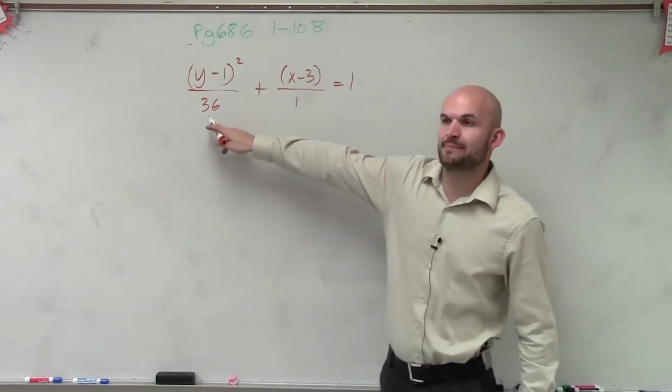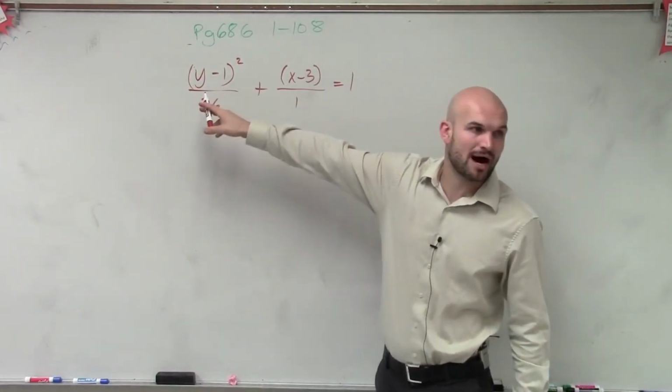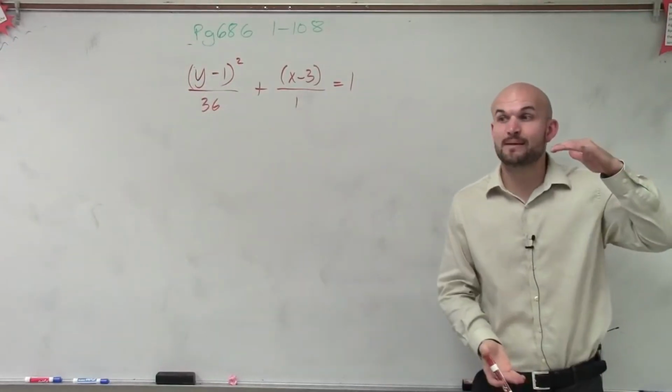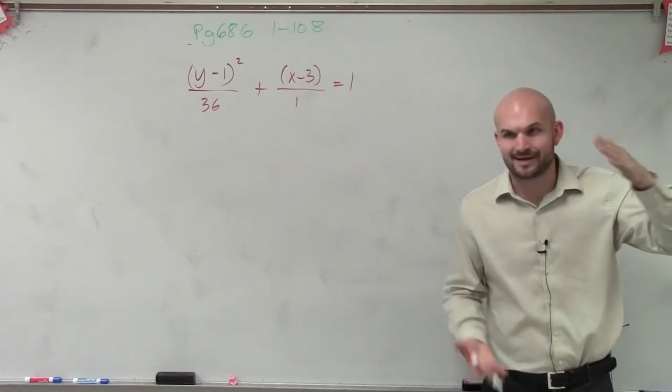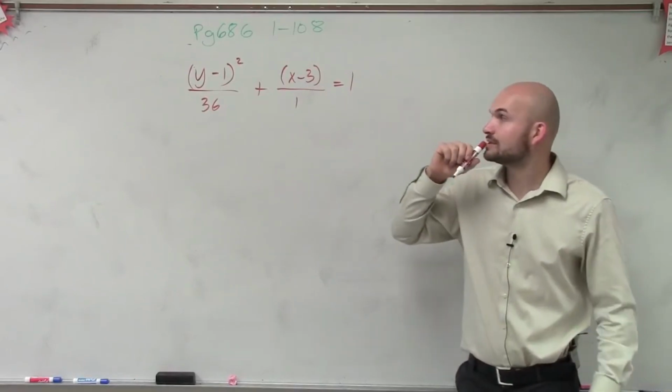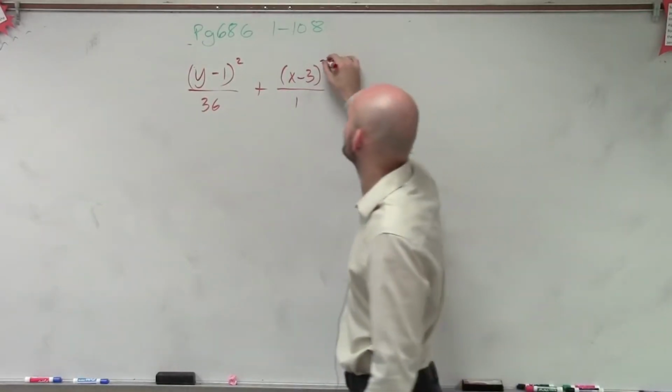So we can determine that my A squared is under my Y, right? So automatically, I know since my major axis is under my Y, I'm going to have a vertical ellipse again, right? Again, another vertical ellipse.